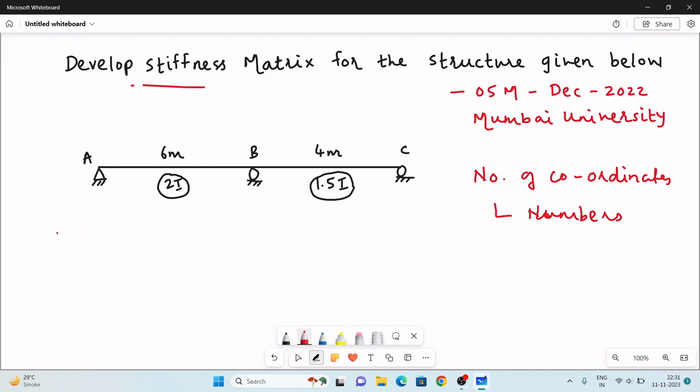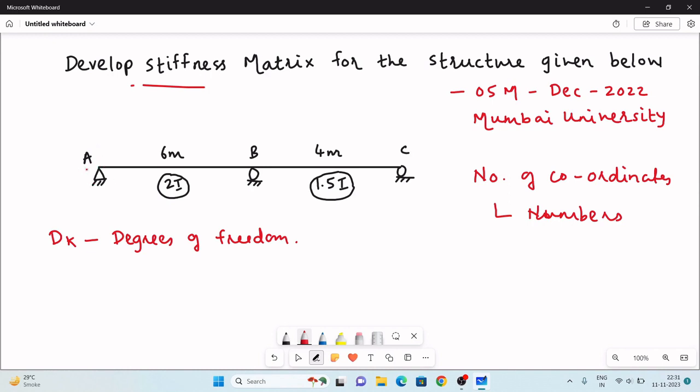We have to find Dk, the degree of kinematic indeterminacy, which is also known as degrees of freedom. I will write here, degrees of freedom. Okay, so first you need to find the degrees of freedom of this continuous beam. We can go to each and every joint.